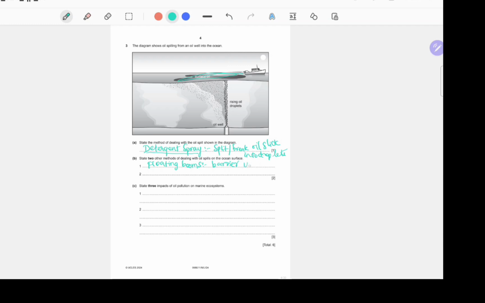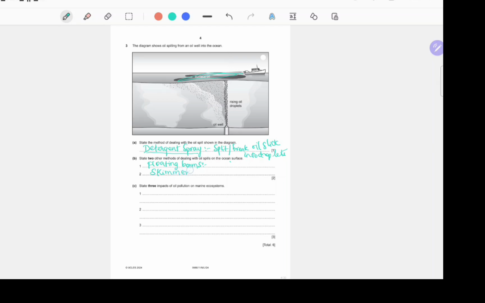I'll write here, then I will surround the oil slick, so that it prevents it from spreading out. So this is one method, floating boom, and the second method is skimmers.